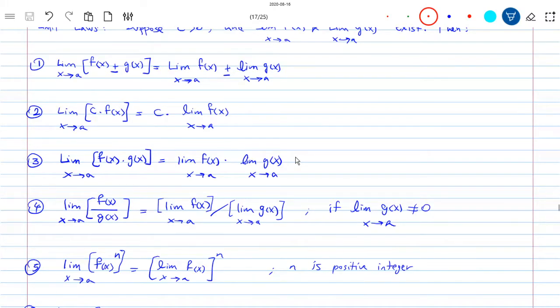Okay, if you're dealing with division, limit of f divided by g, you can calculate the limits again separately and divide them by each other, but there's one restriction: the limit of the denominator cannot be 0, otherwise you have an undefined fraction.